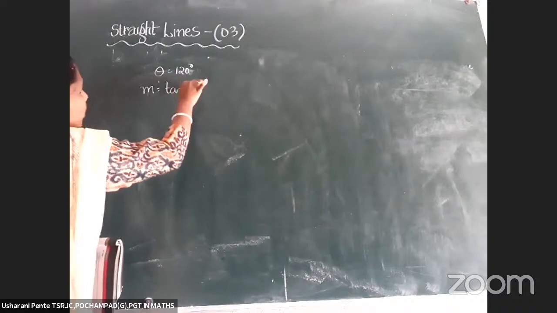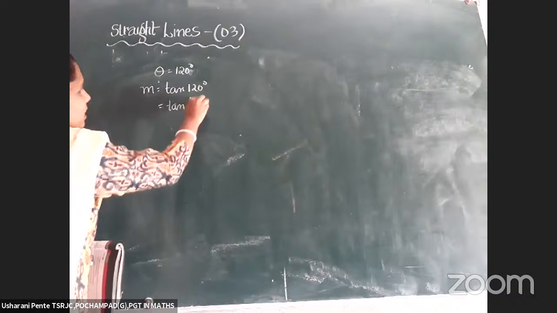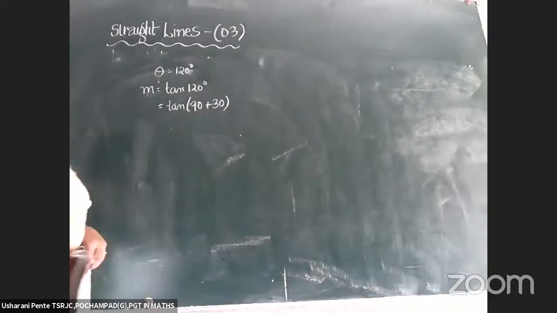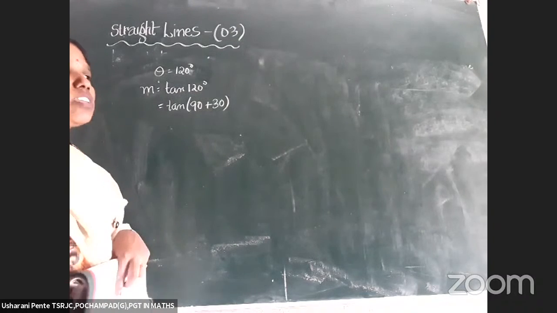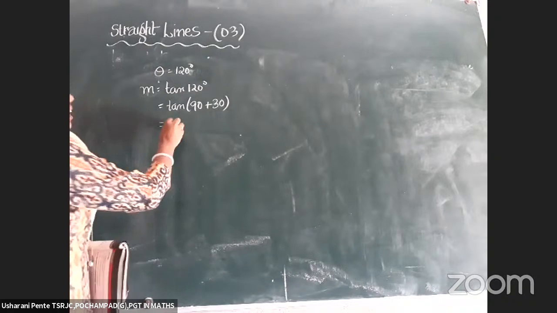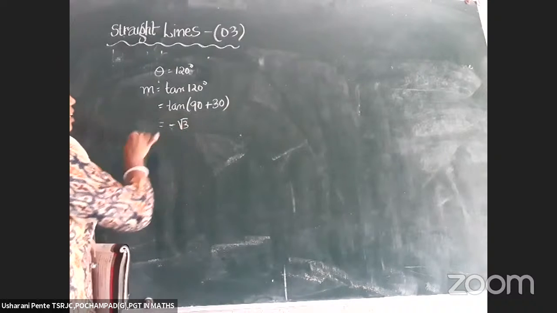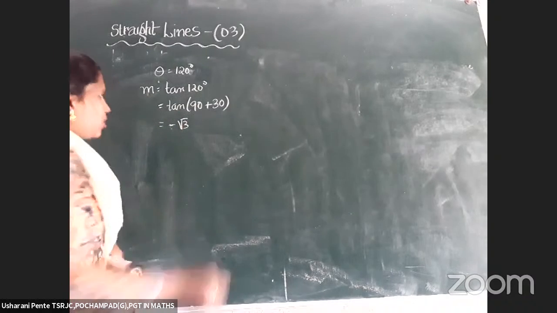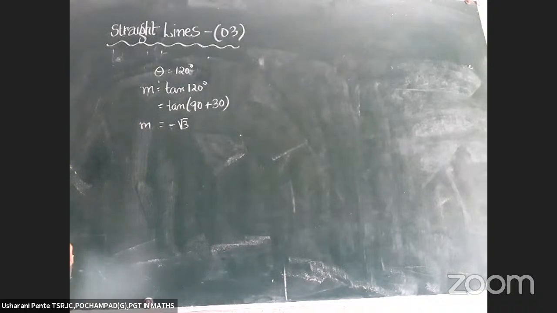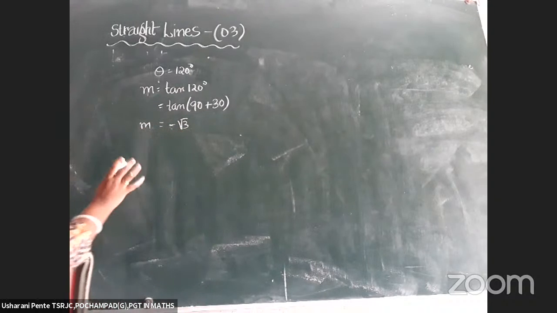Tan 120 degrees. How can we find it? That is tan of 90 plus 30. 90 plus 30 falls in which quadrant? The second quadrant. We know that tan is negative in the second quadrant. Therefore, we get tan 120 degrees equal to minus √3. So minus √3 is the slope. m is equal to minus √3.